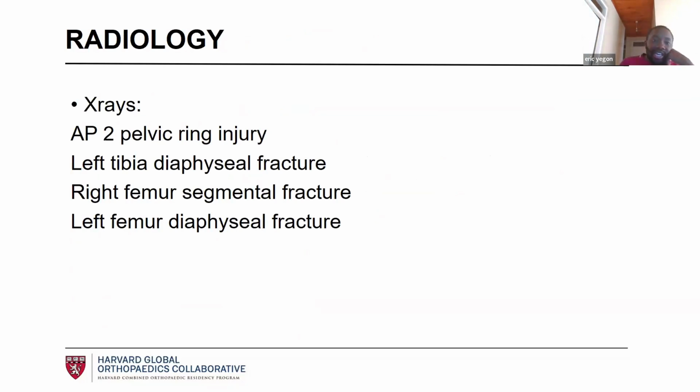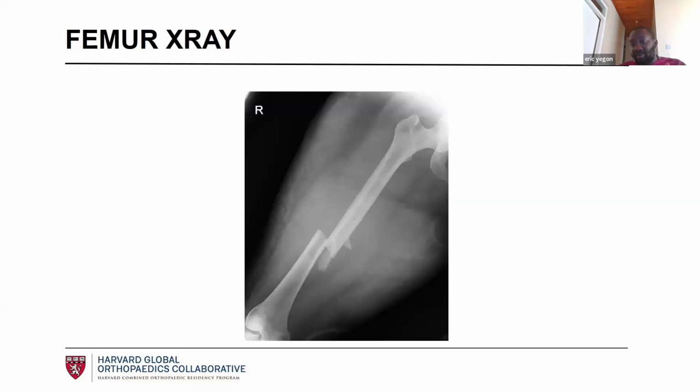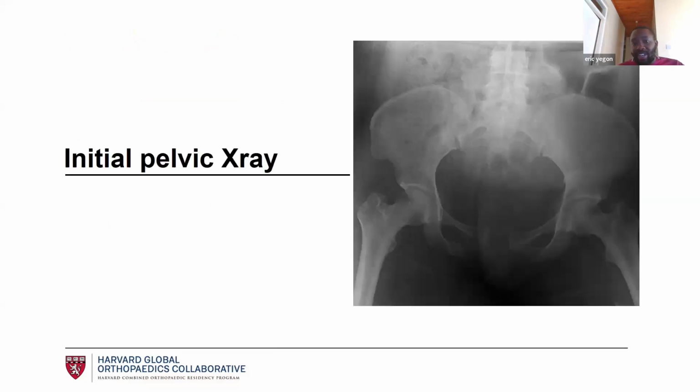So we did the x-rays, and the x-rays showed this APC2 pelvic ring injury, left tibia diaphyseal fracture, right femur segmental fracture, and left femur diaphyseal fracture. Just the x-ray of the right, if you look on the right there, I hope you can all appreciate the neck of femur fracture on that picture. Yeah, I can see Kieran looking very intently. So all of you should. Then you can see the diaphyseal transverse fracture with some little comminution. Then this was the tibia fracture.